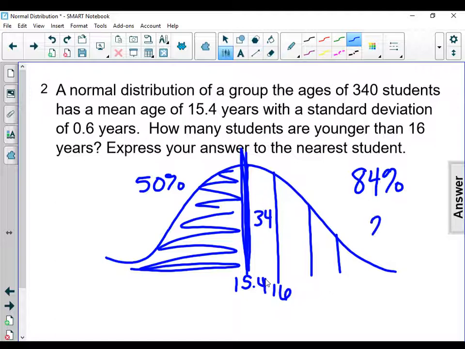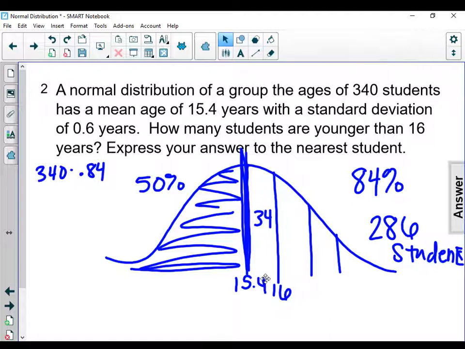286 kids. Huh? You do not know how to calculate the percent. So all you're typing in is 340 times 0.84. I want 84% of 340. Okay, so just be on the lookout for what they're actually asking you. If they're asking you for the probability or percentage, give them that. If they're asking you for the product or the person or anything of that nature, make sure you give them that. Okay?